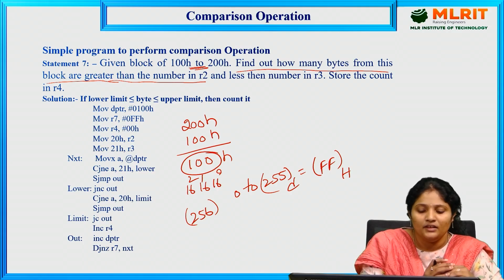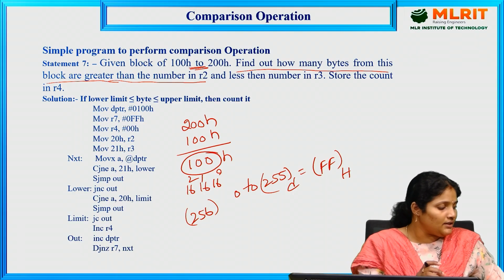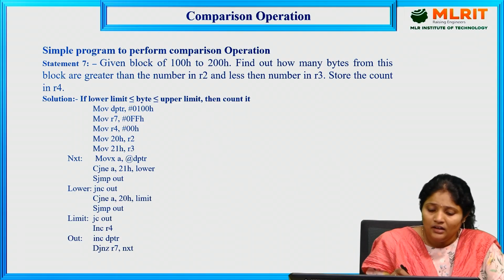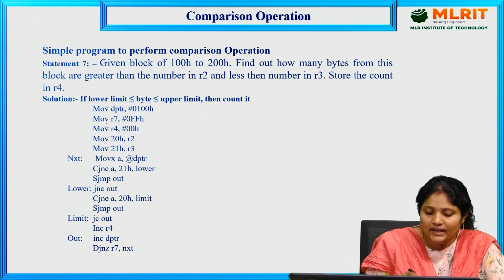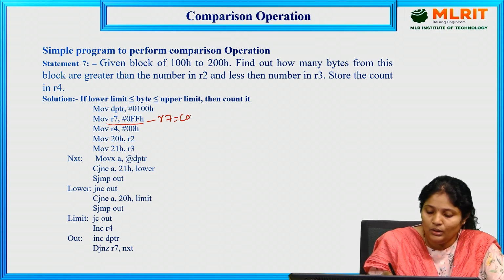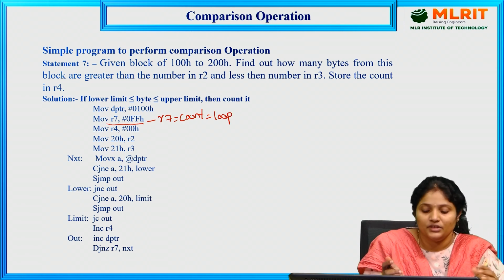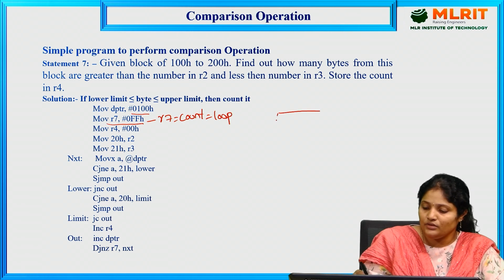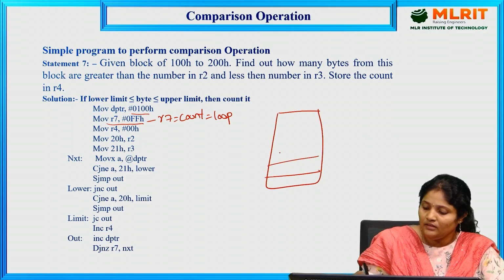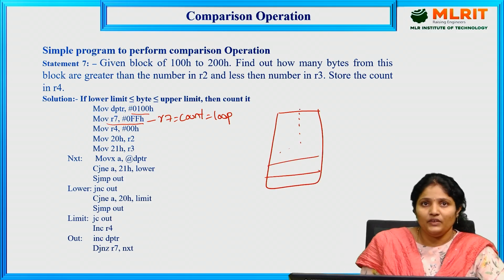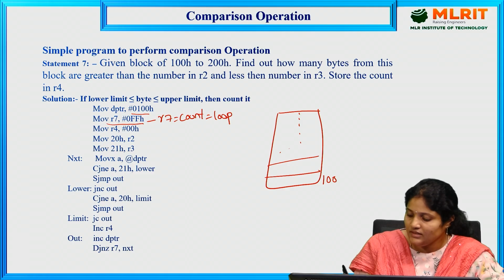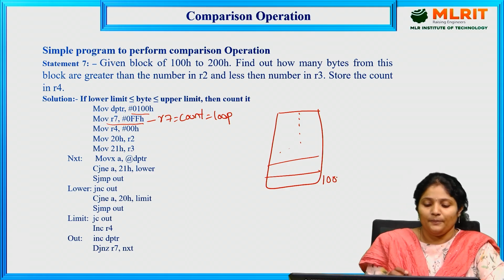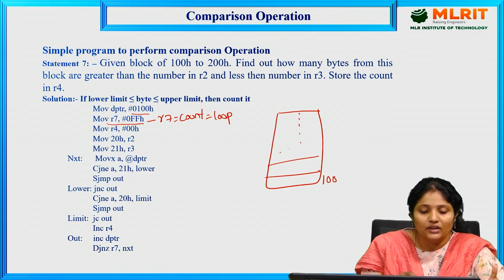That's why, if you see here, I kept R7. This is used for the count or loop purpose: how many locations I need to check. And here I have given the starting location. So if this is the memory, 255 memory locations will be there. This is the starting location, right? So 100H I have given into the DPTR.